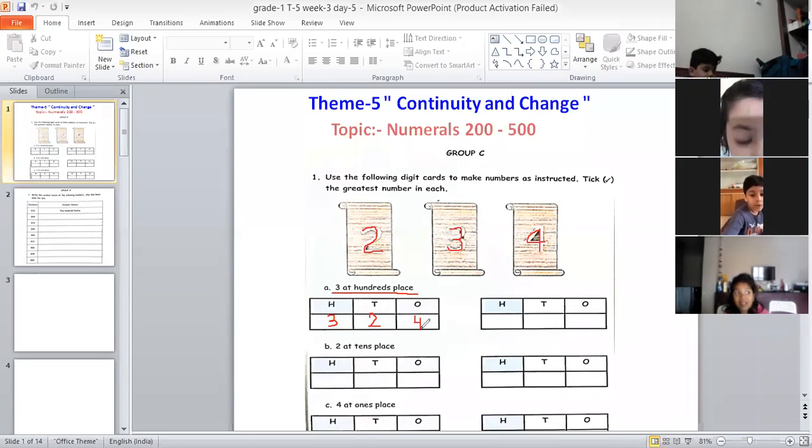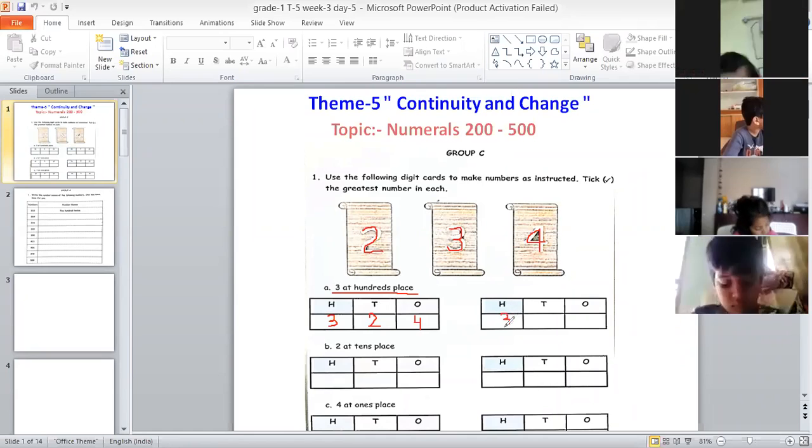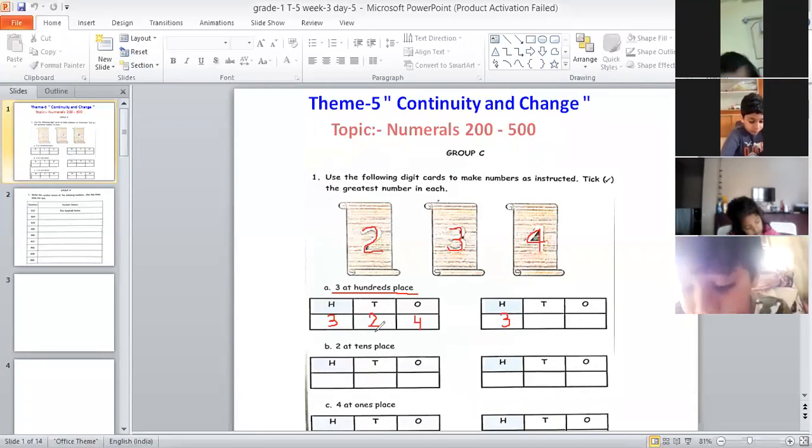Fine. Now we will move to the next. Again, according to the question, 3 should be at hundreds place. So at hundreds place, we will write here 3. Now, in the previous one, we wrote 2 at tens place. So we will interchange the position of 2 and 4 here. This time we will write 4 at tens place and 2 at ones place.